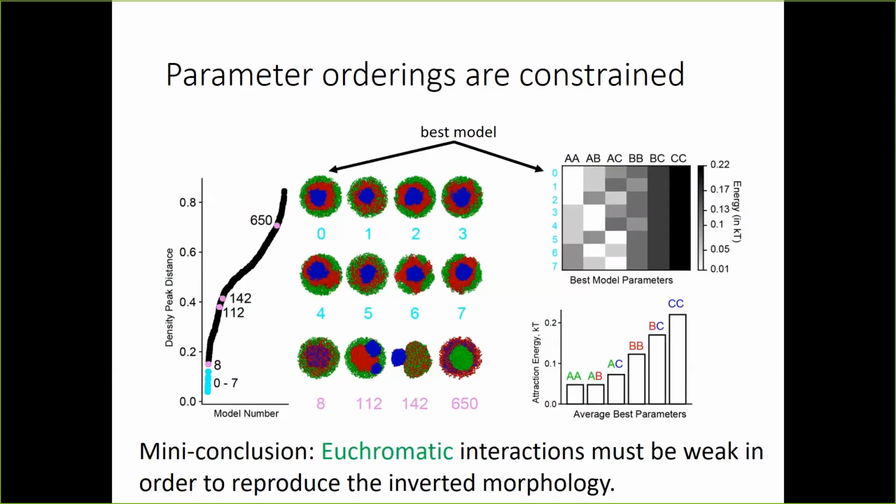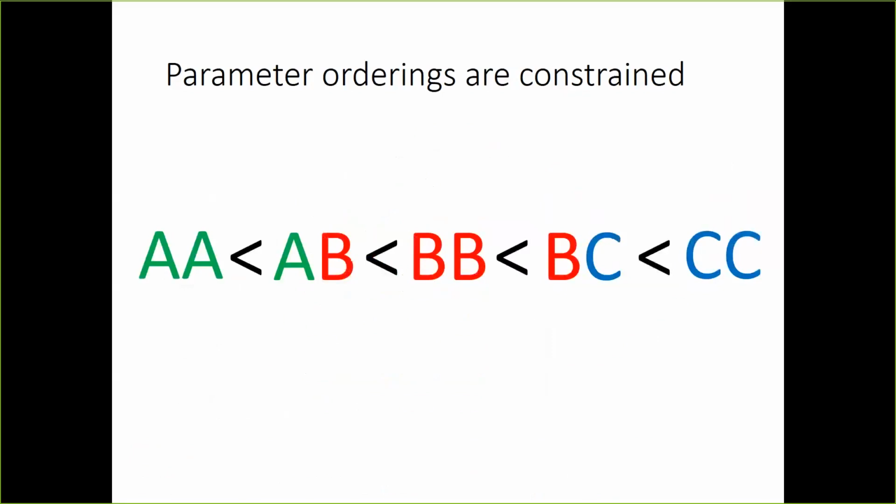So this is the first step towards that goal we were talking about of disentangling what's going on, what the particular mechanisms are responsible for driving nuclear organization. And so we find that euchromatin can't really be responsible for that. So in the models that we're going to study currently, this is the ordering that we have to follow in order to reproduce the inverted morphology.